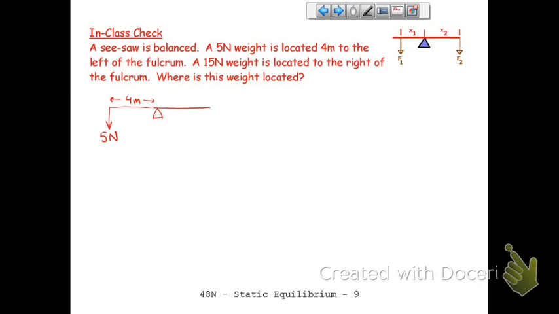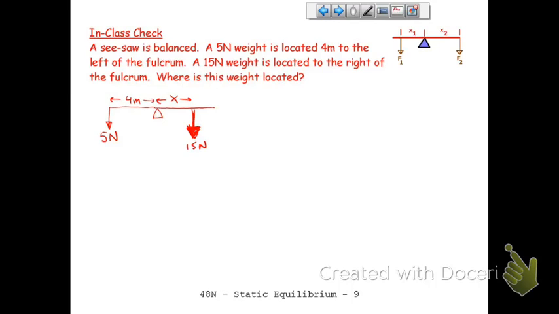And then here we have a 15 Newton weight. So we're going to do a 15 Newton weight. And where is it located? So I'm going to say X meters. Now, let's make that bigger so that we know that's the big force. Okay. And I've been around a bit, so I know that X is probably going to be less than 4 meters because it's balancing.